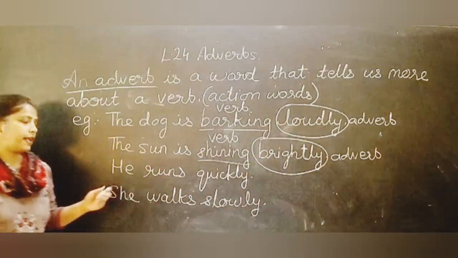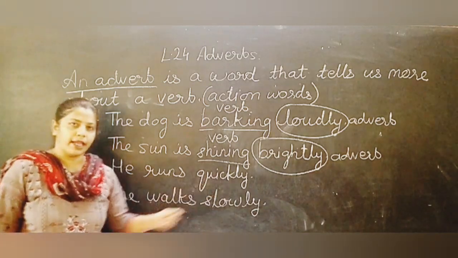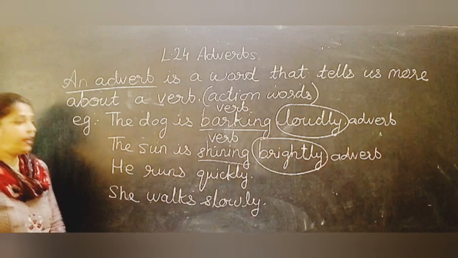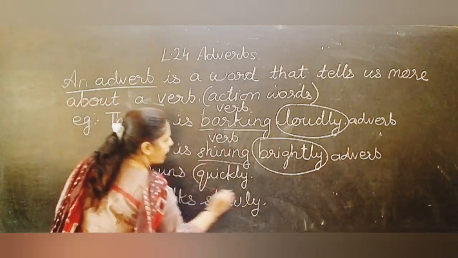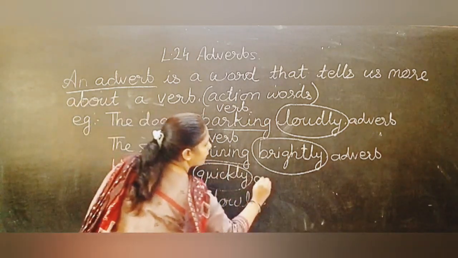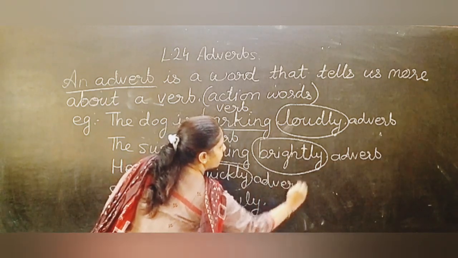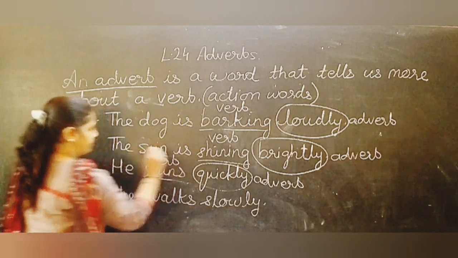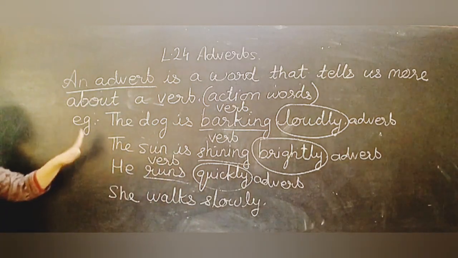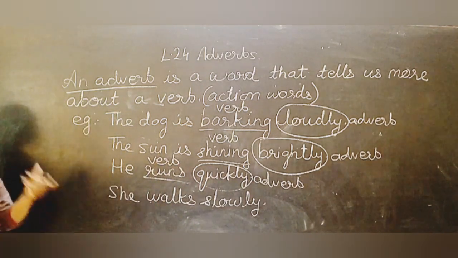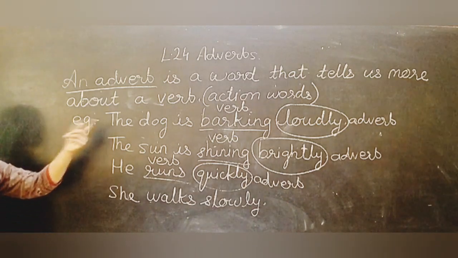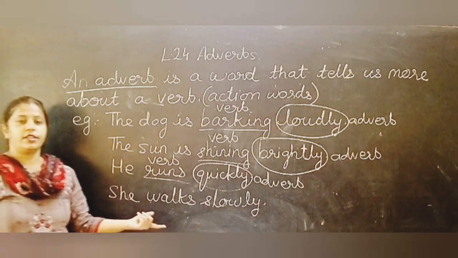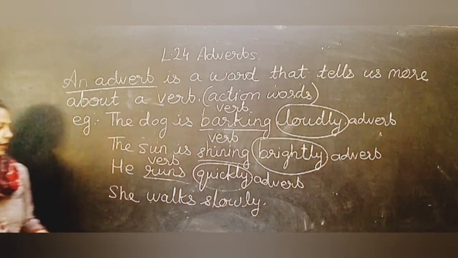Now the third sentence. He runs quickly. Running, the action of running. How is the action of running done? It's done quickly. So quickly is our adverb and runs is our verb. Understood? So in the question first you have to find out your action word, that is called verb, and then see how our action is done, when our action is done and where our action is done.